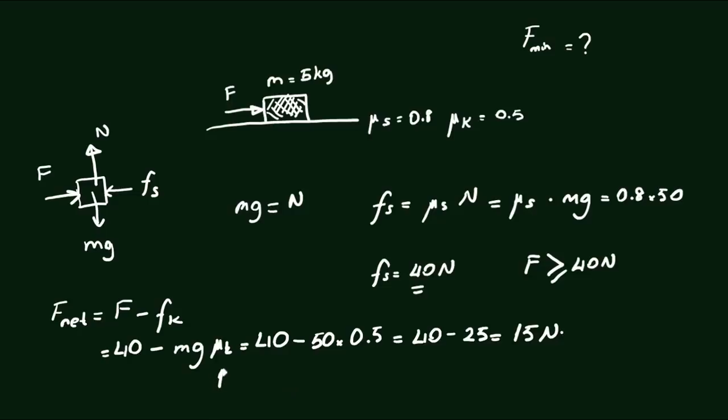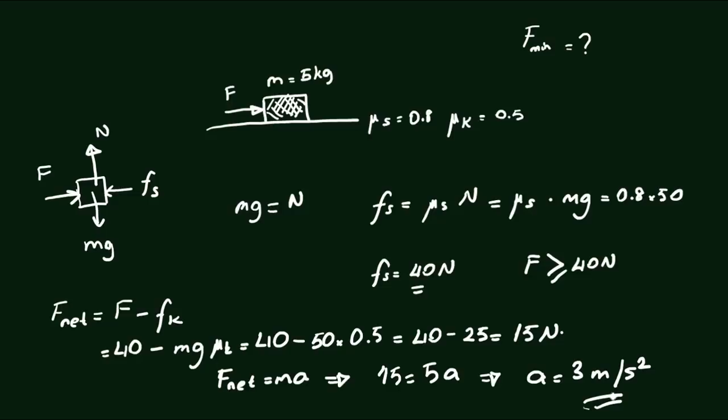And this 15 newtons force will move the object. F net equals ma. Hence, 15 equals 5a, giving us an acceleration of 3 meters per second squared. That's our acceleration. So once we start applying a force slightly bigger than 40 newtons, we will start moving the object, and once we do, 40 newtons of force is going to give us an acceleration of 3 meters per second squared.